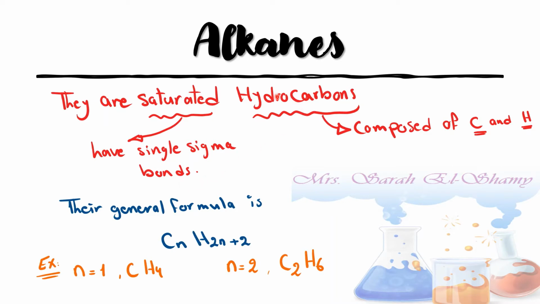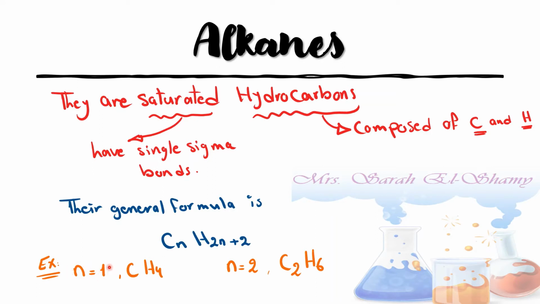What about hydrocarbons? Hydrocarbons means that the molecule is mainly composed of two types of elements, which are carbon and hydrogen only. How can we know that this molecule is from the alkanes family? We can know it simply from its general formula, which states that CnH2n+2. Let's take an example for it.